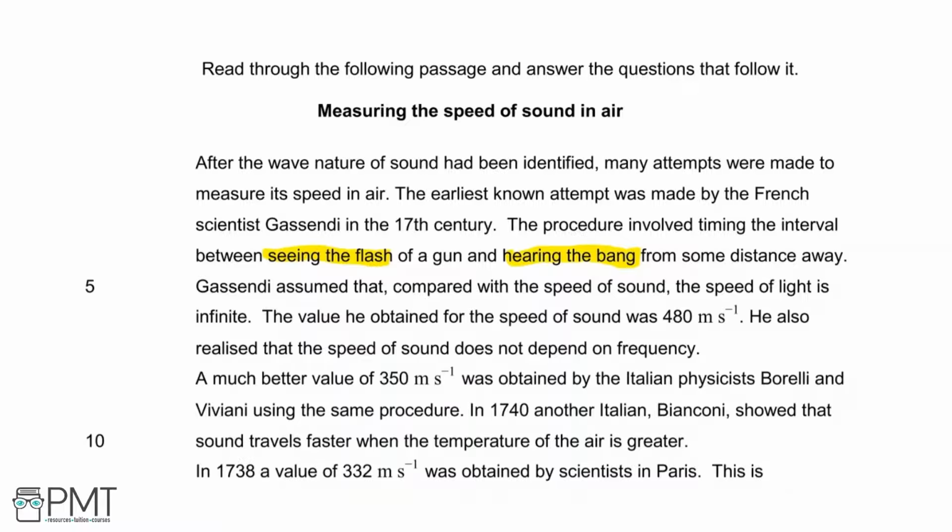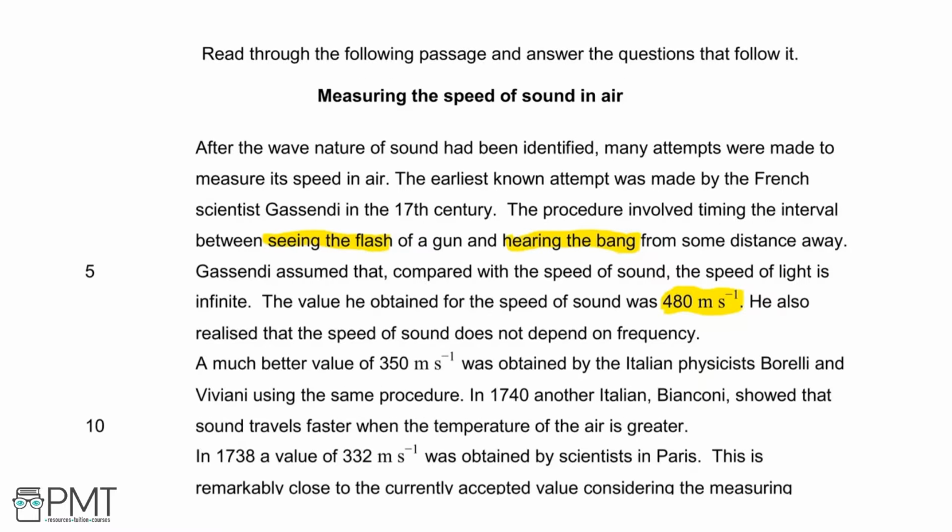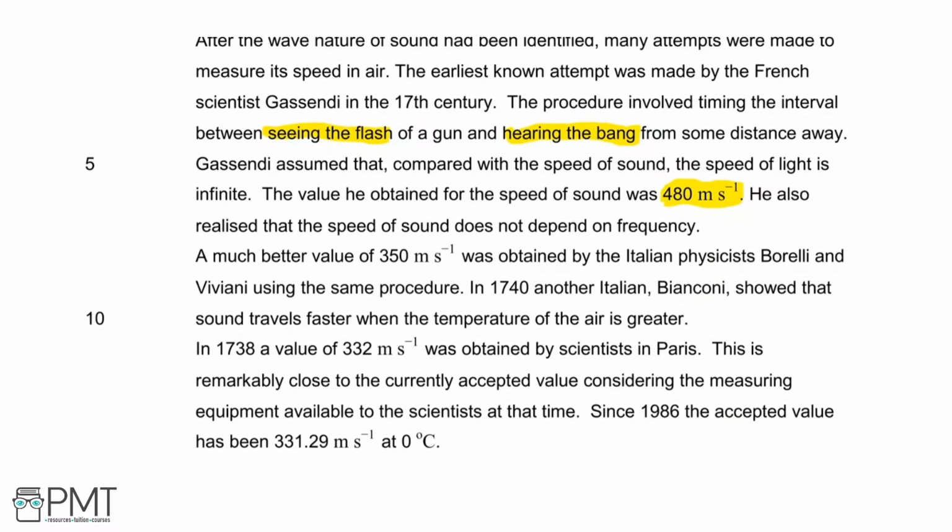Gassendi assumed that compared with the speed of sound, the speed of light is infinite. The value he obtained for the speed of sound was 480 meters per second. There's a reference value there, it might be used in some kind of calculation. He also realized that the speed of sound does not depend on frequency. A much better value of 350 meters per second was obtained by the Italian physicists Borelli and Viviani using the same procedure. In 1740, another Italian, Bianconi, showed that sound travels faster when the temperature of the air is greater.